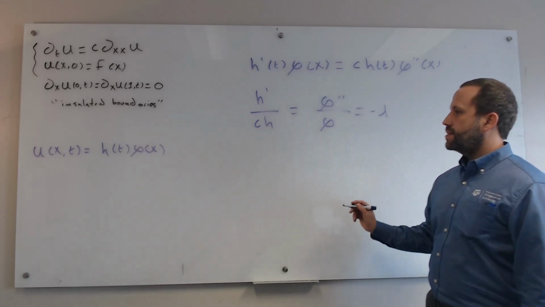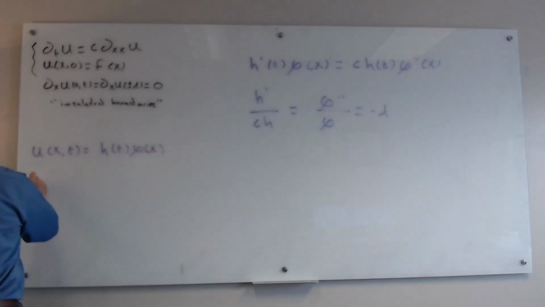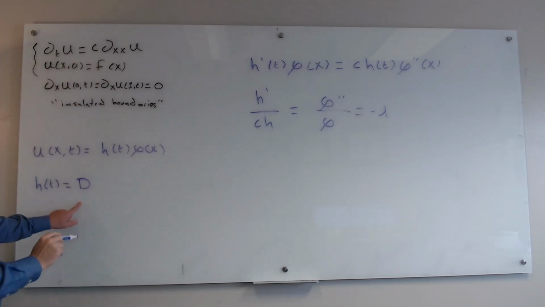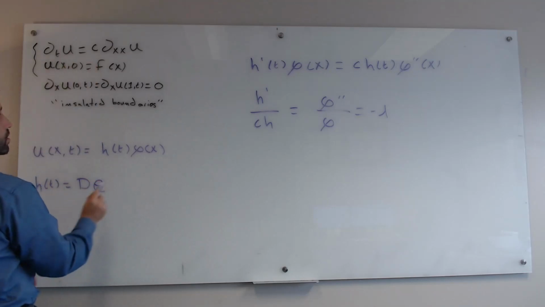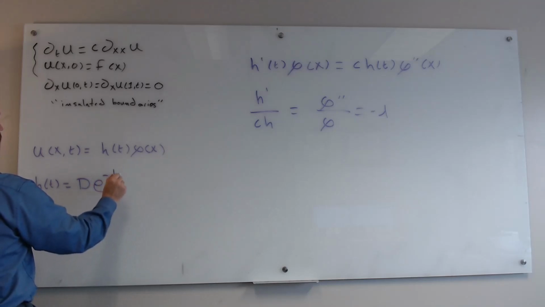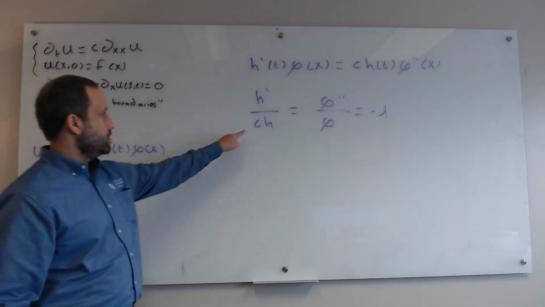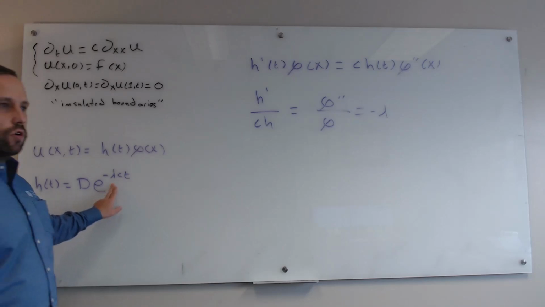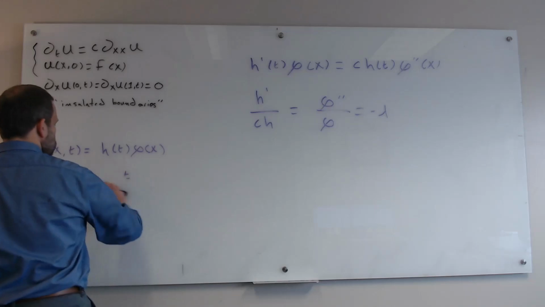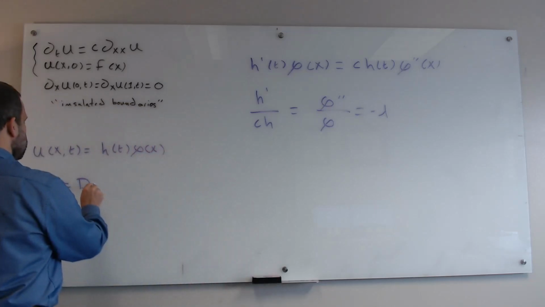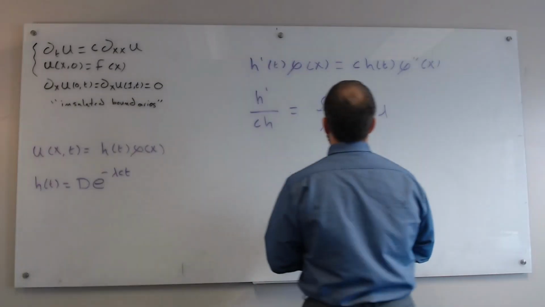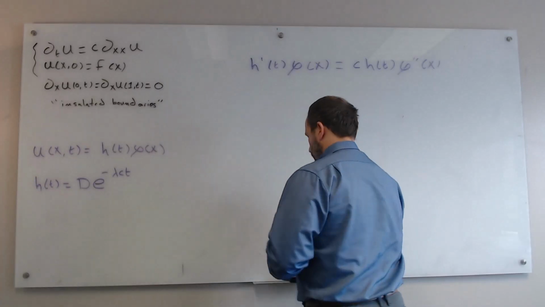Okay, so now what this is going to tell us, I'll just record this over here. For now, h of t is going to be equal to some constant, which instead of calling it c, since I have a c there, I'm going to call it d, e to the minus lambda c t, okay, because of the c there. And in just a moment, we're going to figure out that lambda can only be a certain number of values. There's not going to be a solution for every lambda, so let me write this as e to the minus lambda c t.